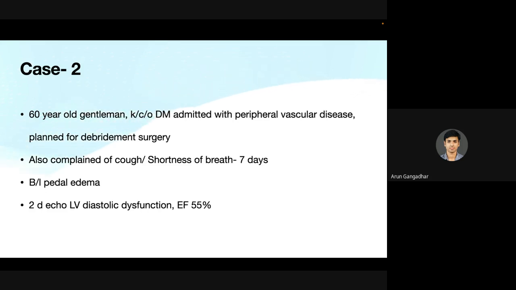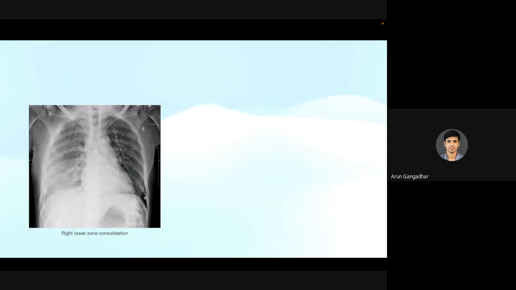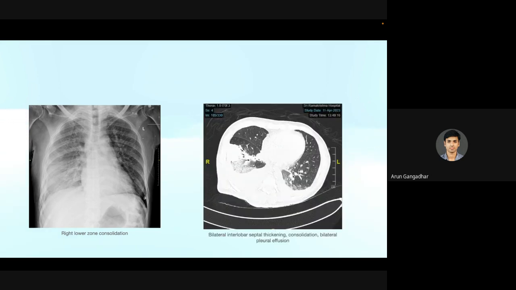2D echo was grossly unremarkable. The LV ejection fraction was 55% with a bit of diastolic dysfunction as well. So what do we see? In the X-ray, we see that there's a bit of right lobe consolidation with a bit of CP angle blunting as well.